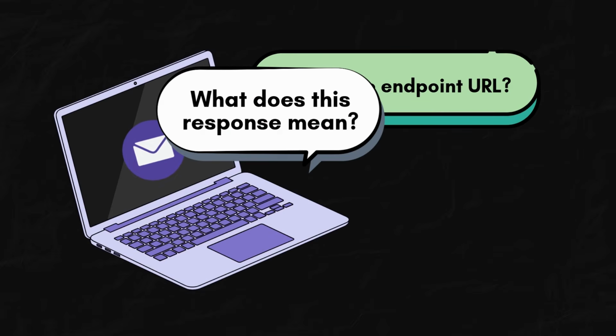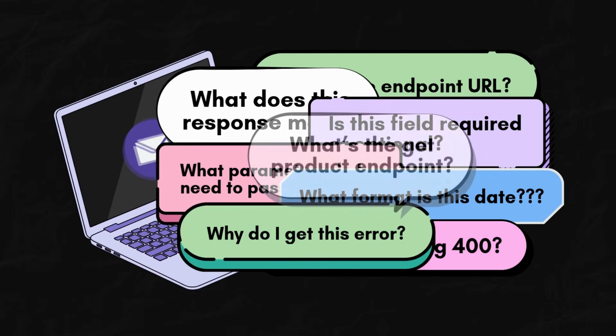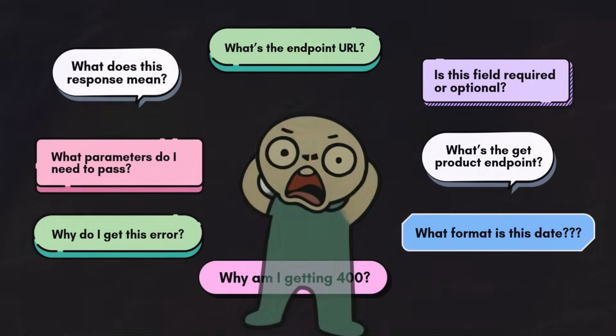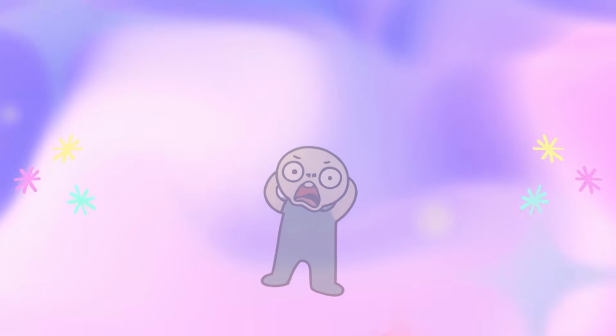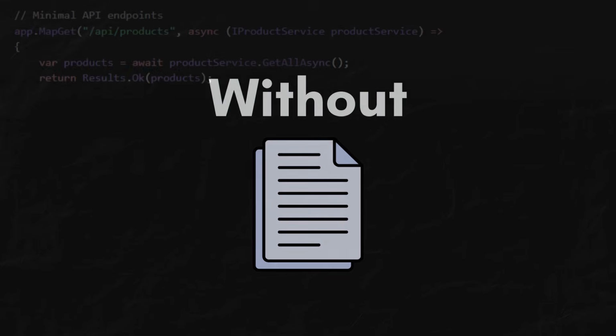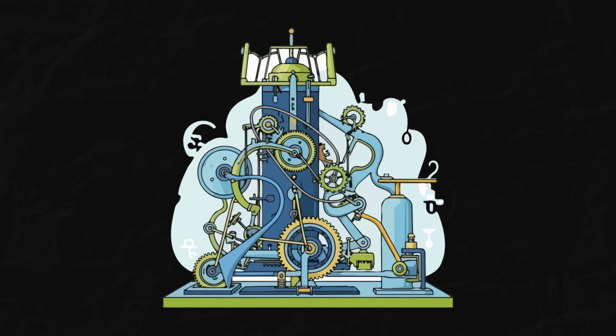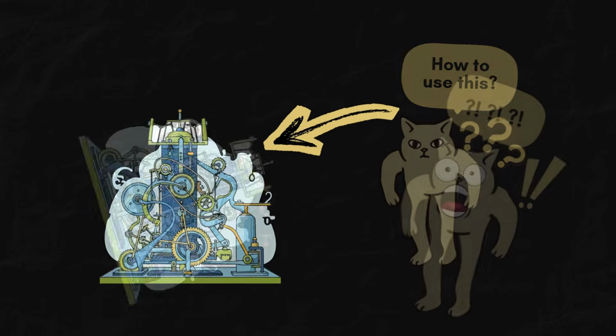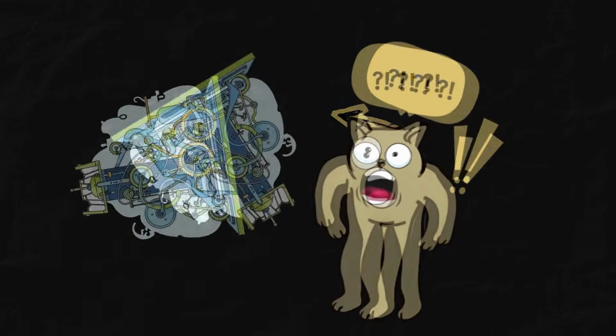What's the endpoint? What URL? What parameters do I need to pass? What does this response mean? Why am I getting 400? This is exactly why we need API documentation. Without documentation, your API is like a machine with no manual. It works, but nobody knows how to use it properly.